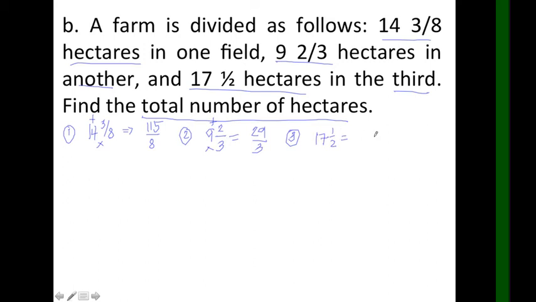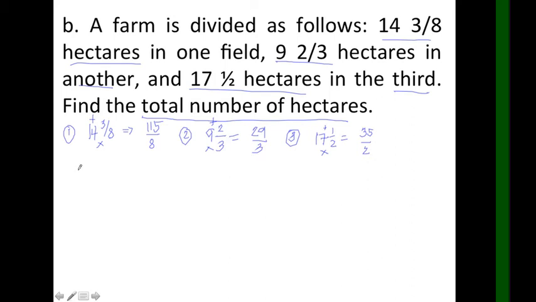And finally, for the third one, we have 17 and 1/2. For the 17 and 1/2, we have times in the bottom and add in the top. So we have 2 times 17. So what do you think is the answer? 34, right? 34 plus 1 is 35. So we have 35/2. Okay. Now we're done with the improper fractions.